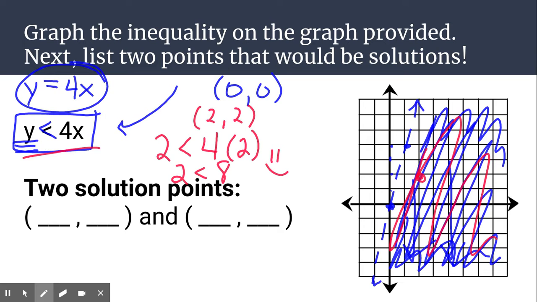So now my second part of the question is list 2 points that would be solutions. Well, the first point, I just found one. The point (2, 2) is a solution. And now really I could pick any point in this region, right? Notice I don't want to pick a point that's on the line because that line is dashed because I only want the y's that are less than my line.